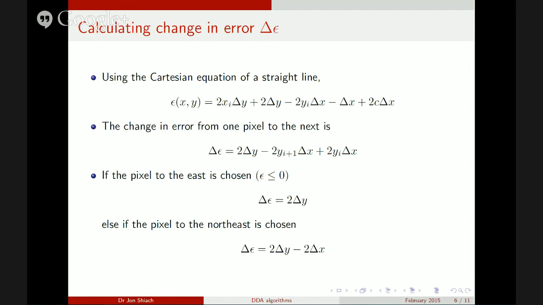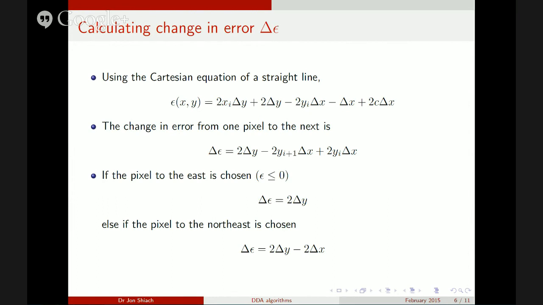So what this means is that's my expression for change in error. So rather than having to calculate that big horrible function up here, I've got a nice function here. But it's dependent upon yi plus 1. I don't know what that is. It could be that I went to this pixel. In that case, yi plus 1 would just be yi. But if I went to the pixel above, the yi plus 1 would be yi added to 1. So I've got two different states. I've got two different things that the change in error could be.